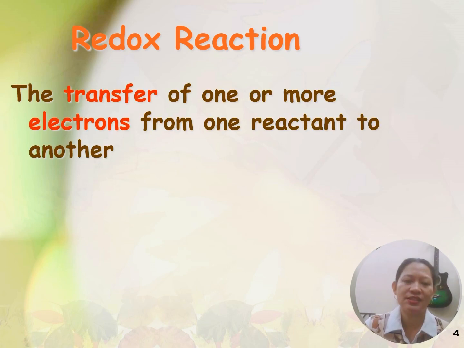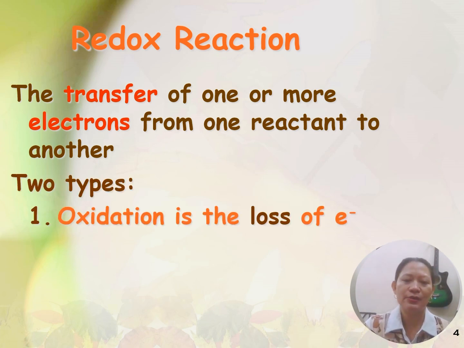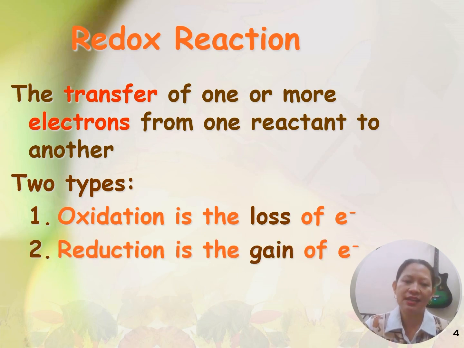Redox reaction is the transfer of one or more electrons from one reactant to another. We have two types of redox: oxidation, wherein there is loss of electrons, and reduction, wherein there is gain of electrons. The atom with higher electronegativity will accept the electron, and the atom with lower electronegativity will lose the electron.